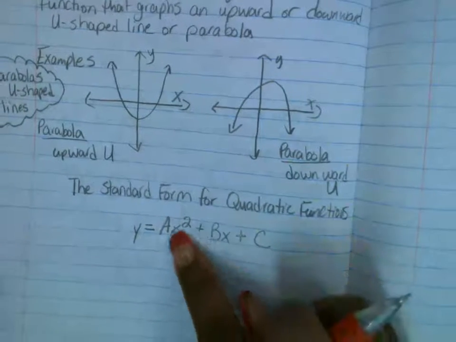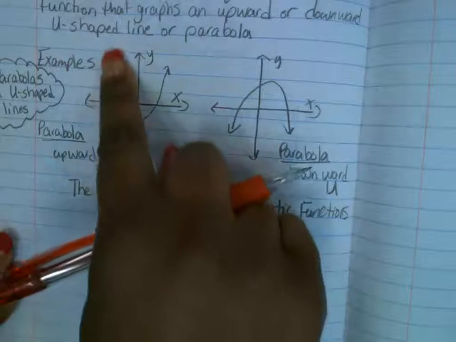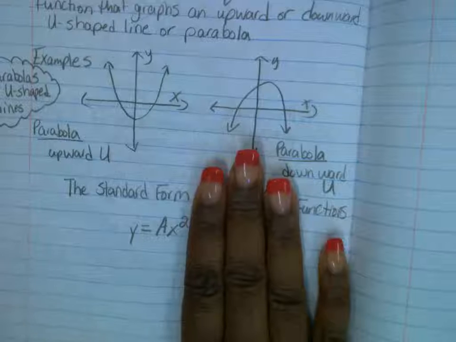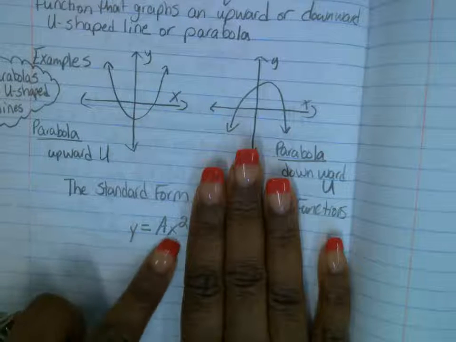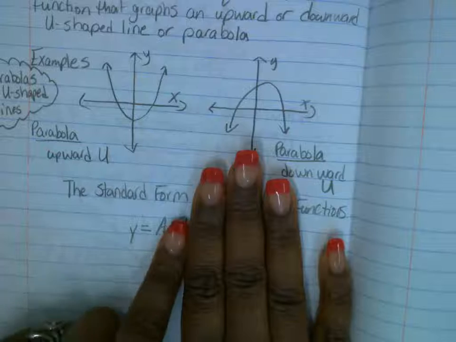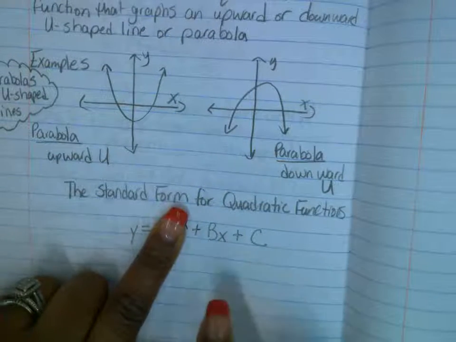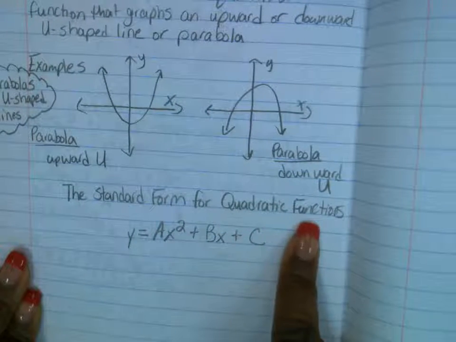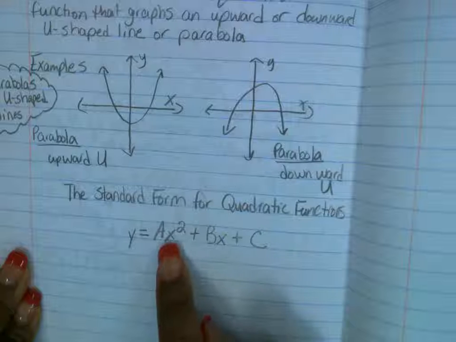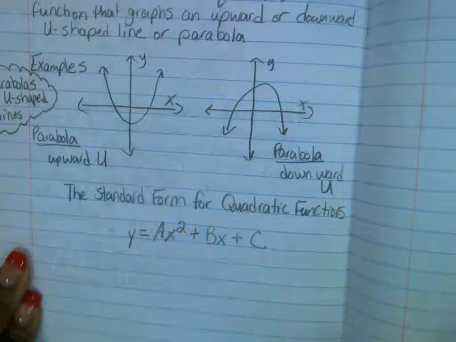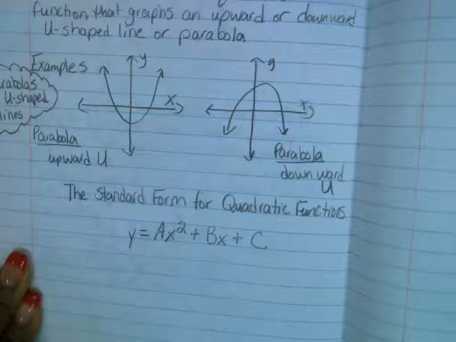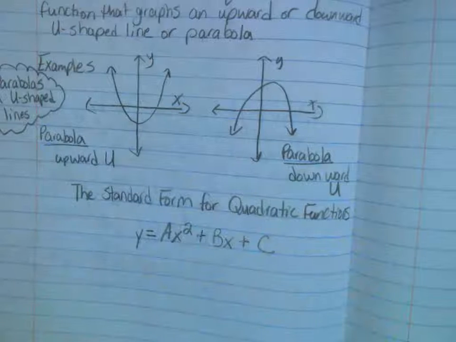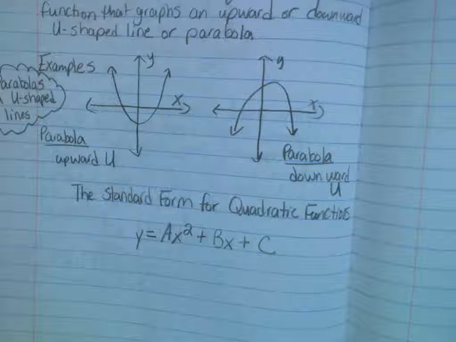Equations that have the x squared term are going to graph a U-shape. So even if you don't have these two terms, this is still a quadratic function because it has an x squared term. But without the x squared term, this would not be a quadratic function anymore. So really what makes a quadratic function is the x squared term. Without it, it would not be a quadratic function. You cannot have a quadratic function if you don't have the x squared term. Any questions?